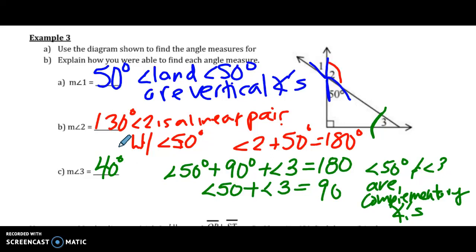So you can explain that all the angles in a triangle sum to 180. This is a right triangle, so one of them is 90, and this is how we found angle 3. So you can use either of those explanations.